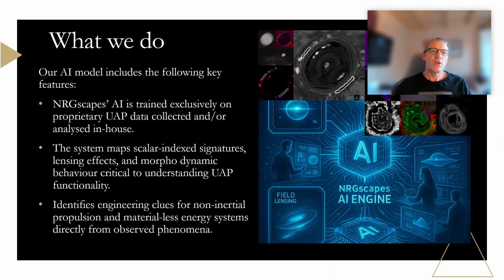What we do, so NRGscapes has an AI model that it's building, and that's trained exclusively on our own UAP data that I've stated previously that we've collected ourselves and or has been made available to us. And we've trained the system, the AI model, to map scalar-indexed signatures, gravitational lensing effects, and morphodynamic behavior critical to understanding UAP functionality. And the key to that is looking at technology transfer through reverse engineering. So clues for non-inertial propulsion and materialist energy systems directly from observed phenomena. And that's how we came up with the Scalar Resonant Mobility System.